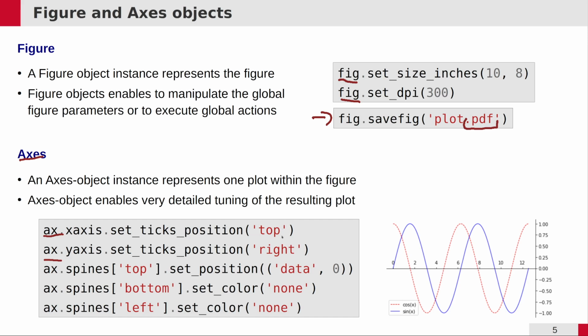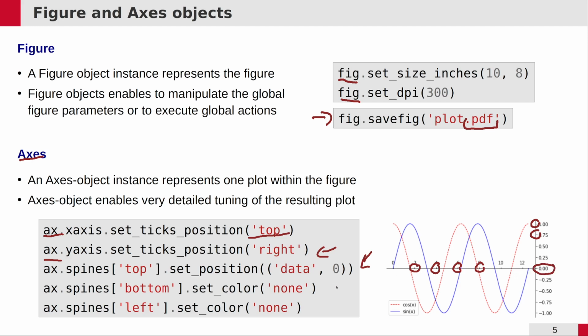For example, I can say that the x-axis position should be top. That would mean that the x-axis would be on top of the spine and not crossing it, right? Or I can say that the y-axis position should be on the right hand side, so it would be on the right hand side of the spine, right? I can tell it that the x spine itself, so the x-axis, should be at the data position 0, 0, and not at the bottom of the figure, right?